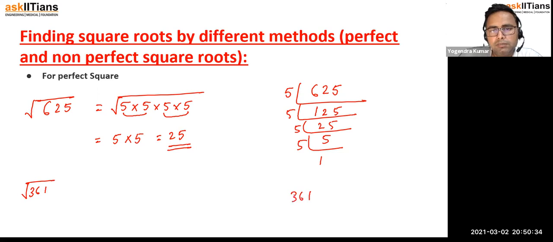Now 361. Okay, let's see. Does it go by 2? Never, because it is an odd number. Does it go by 3? No, it's not going by 3 also. So it is going to go by 19 actually, right?